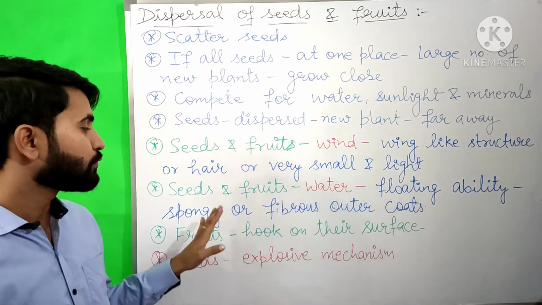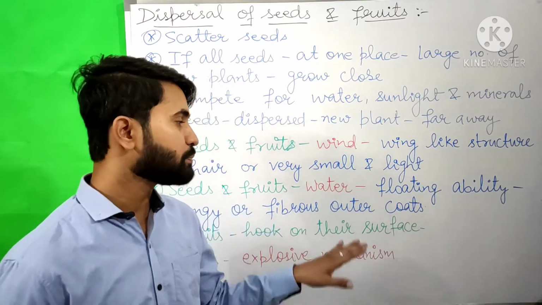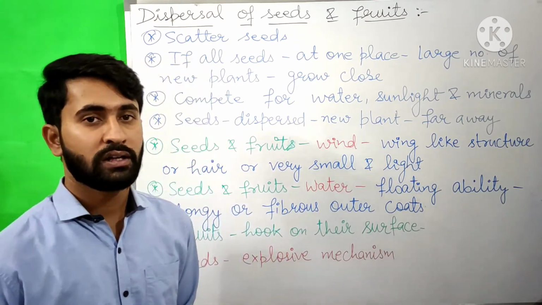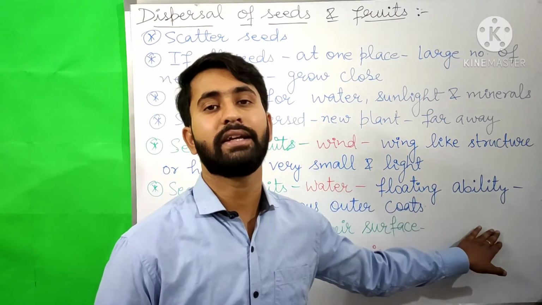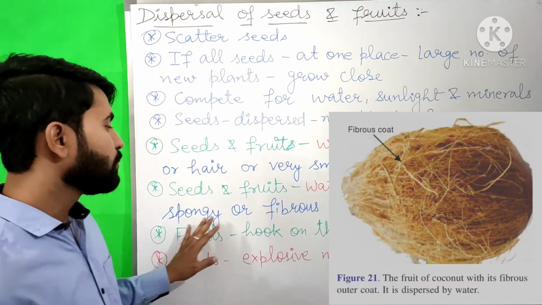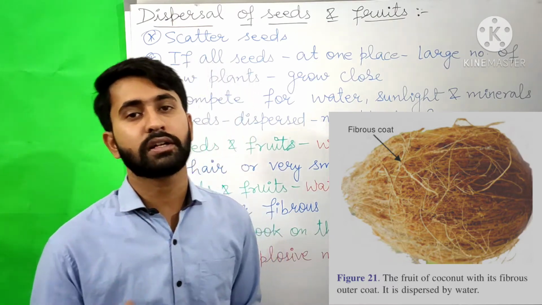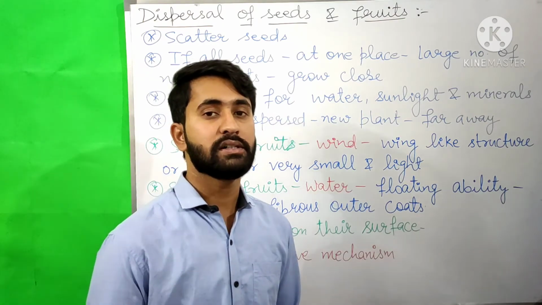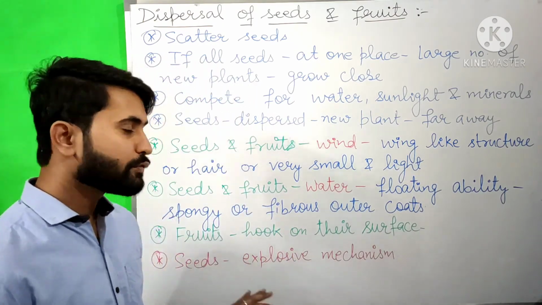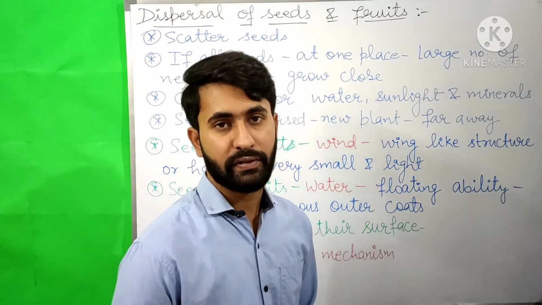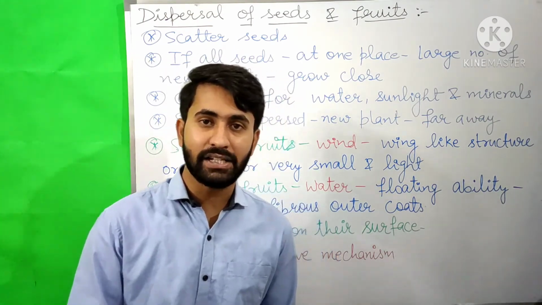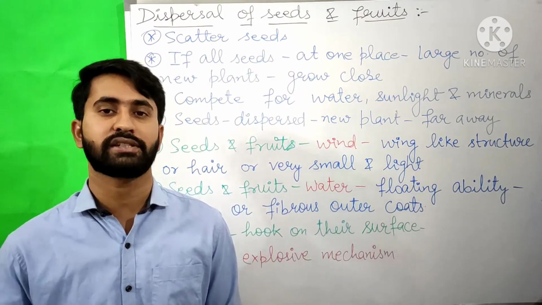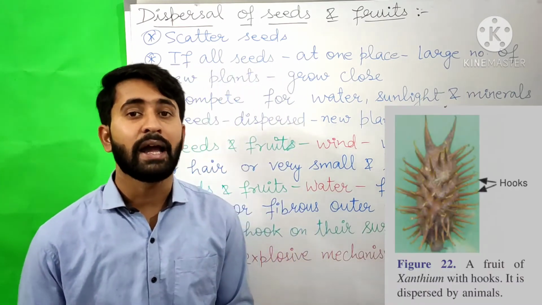The seeds and fruits of some plants are dispersed by water, and the seeds or the fruits that are dispersed by water have developed floating ability in the form of spongy or fibrous outer coats. The seeds of water lily and coconut are dispersed by water. Some fruits develop hooks on their surface, due to which they get attached to the hairy body of the animals and are carried to a large distance. Examples are xanthium and urena.